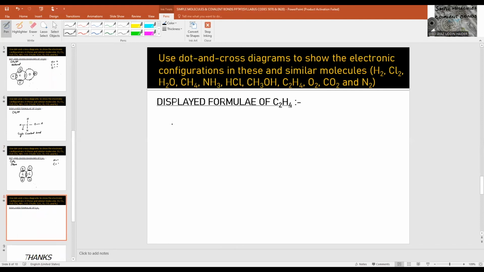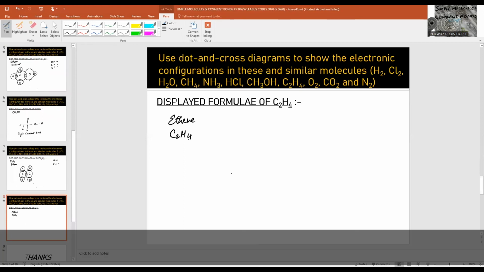I'm drawing the displayed formula for ethene, C2H4. If you look at the dot and cross diagram carefully, I've just told you that only one pair of electrons is shared between each carbon atom and hydrogen atoms, but between the two carbon atoms, we can see 2 pairs of electrons are shared. Therefore, there must be a double covalent bond between these 2 carbon atoms. So the displayed formula for this will be like this.